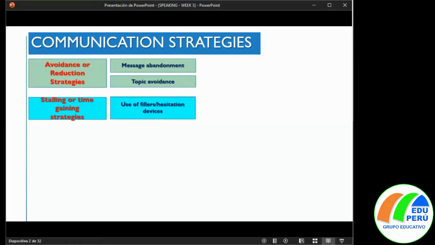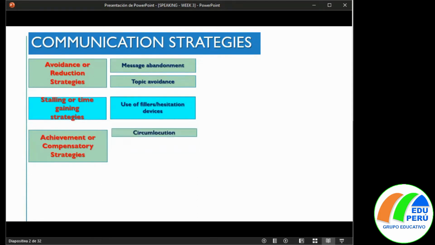Another one, achievement or compensatory strategies. So here you have circumlocution, approximation, and use of all-purpose words. Can you remember what circumlocution is? Can you remember something about this? Circumlocution?